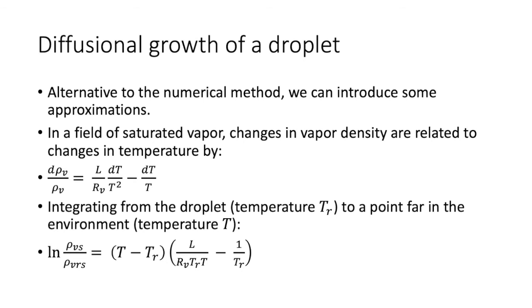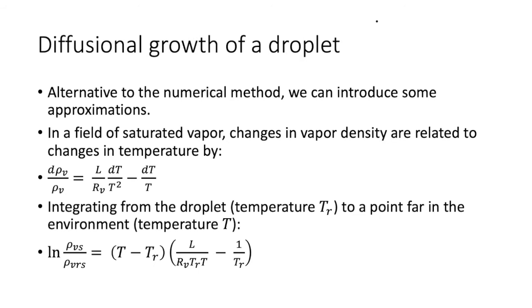You don't like numerical methods? No problem. I have some approximations that might help you. Okay, let's imagine we have a field with a saturated vapor. So we're at saturation. Now, we can compute changes in the vapor density. We can simply compute them like this. Differentiate rho V, divide by rho V. Use a combination of the ideal gas law.